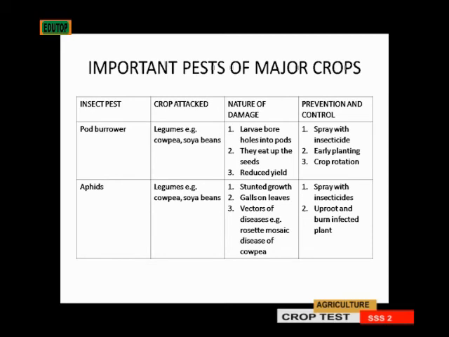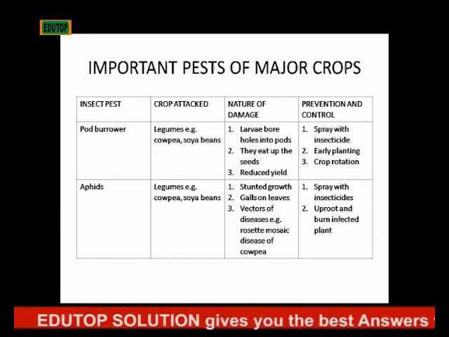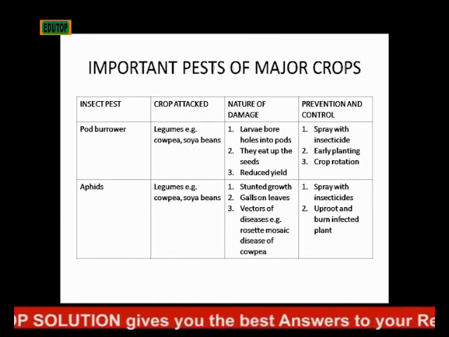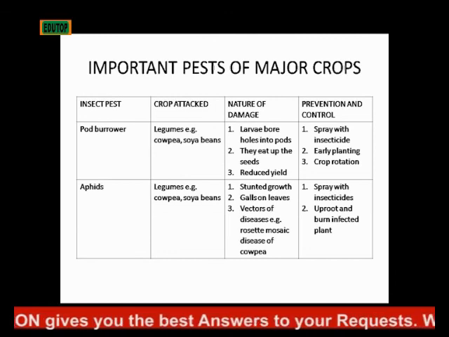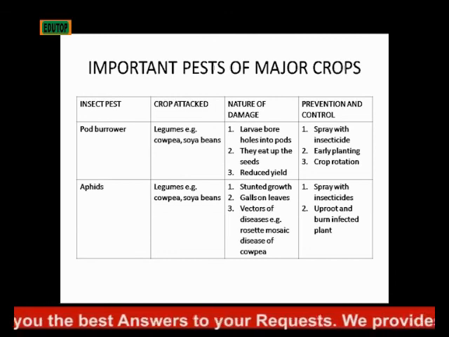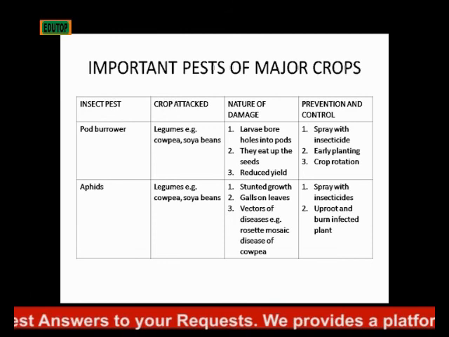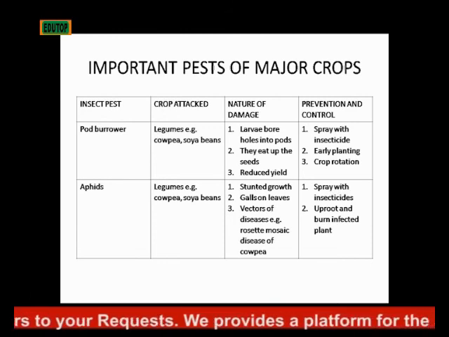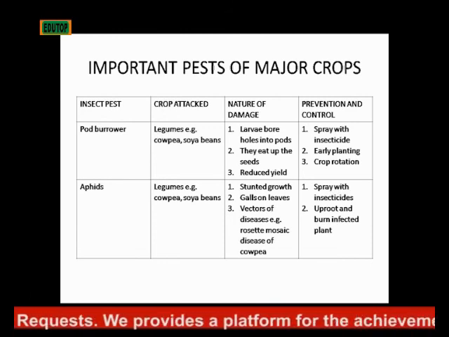How do we control pod borers? You spray with insecticide, do early planting and crop rotation. The next category of insect pests is aphids. Aphids attack legumes, cowpea, and soybean as well. They cause stunted growth, they leave galls on the leaves. They are vectors of some diseases such as the rosette mosaic disease of cowpea. How do you control aphids? Spray with insecticide, then uproot and burn infected plants.